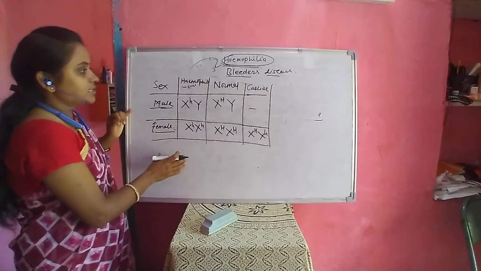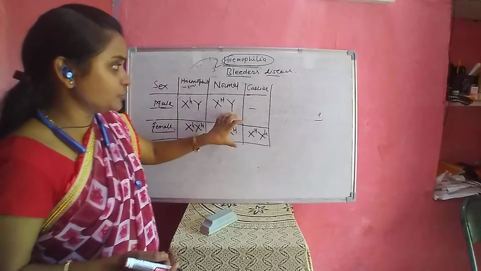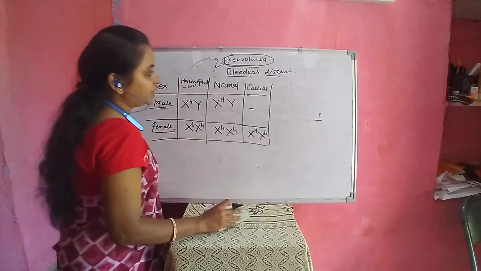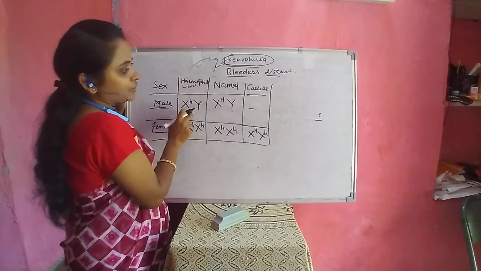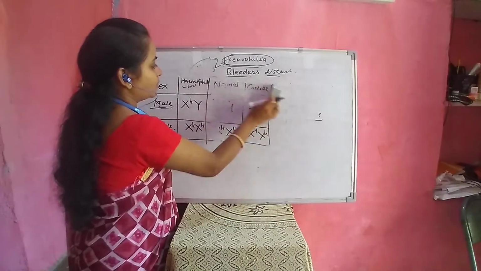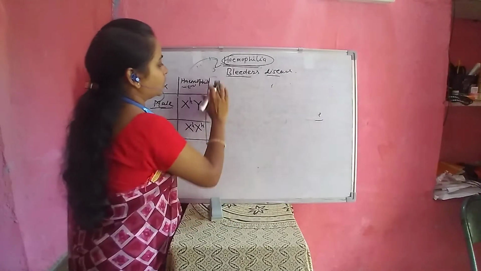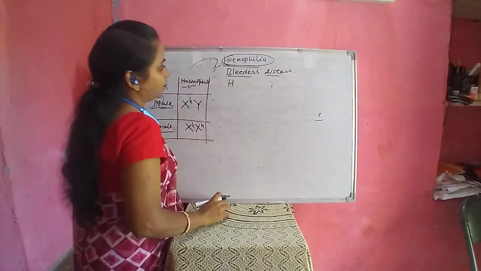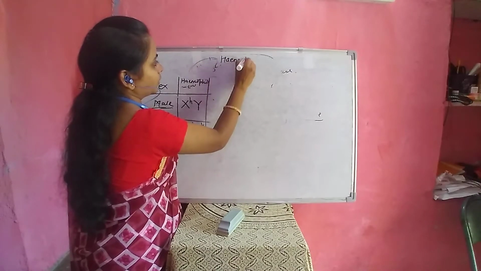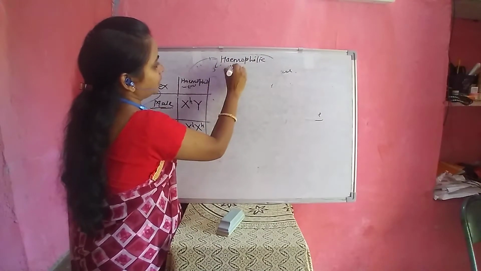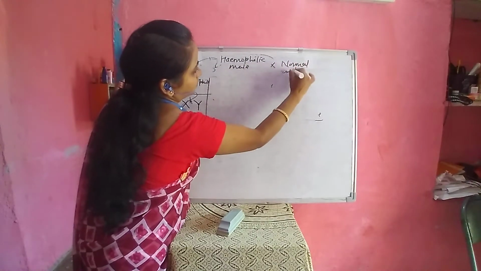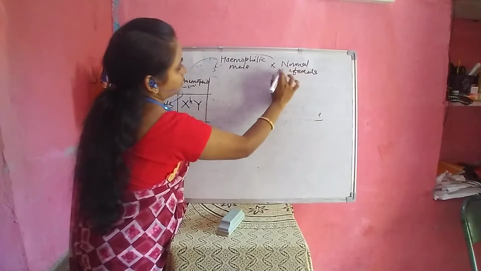So all these are the genotypes. Now, when a hemophilic male is crossed with a normal female, what happens here? Hemophilic male and normal female. These are the parents.